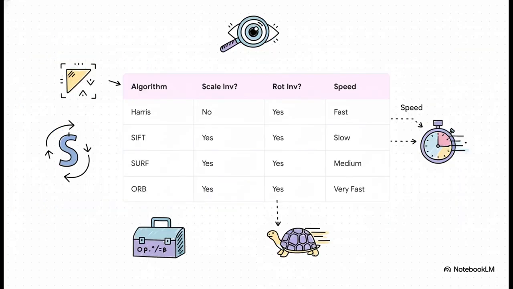To summarize our explainer today, this comparison perfectly encapsulates the landscape of feature extraction. Every algorithm is a tool, and you just have to pick the right one for the job. You have Harris, which is incredibly fast but fails at scale. You have SIFT, which is scale invariant and highly accurate, but computationally heavy and slow. And then you have modern alternatives like ORB, which try to give you real-time speed with solid invariance. Knowing the pros and cons of each is exactly what makes you an expert in computer vision.